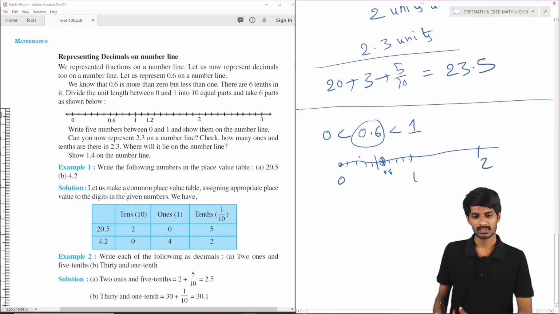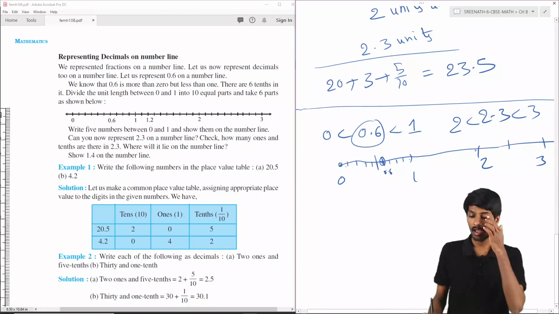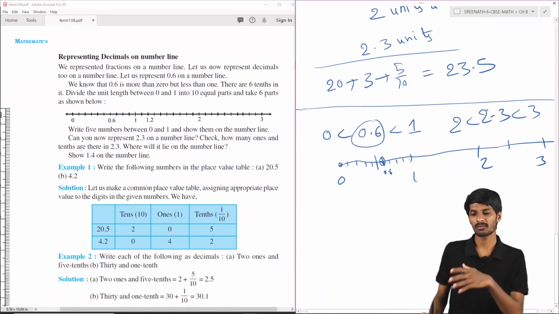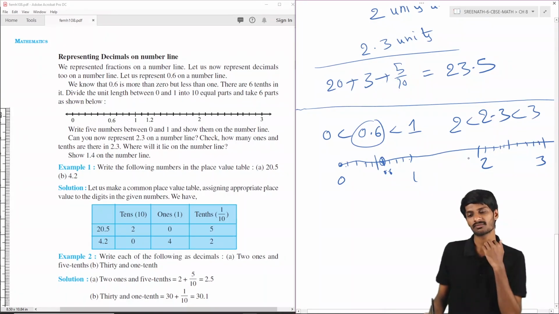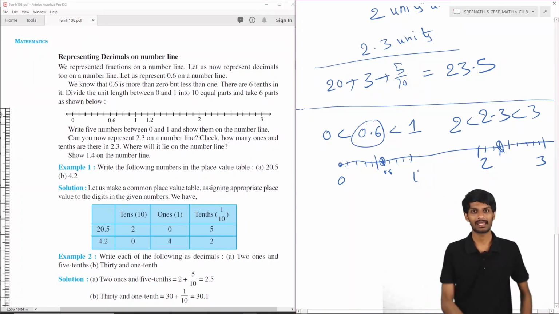And if you want to represent any other number, for example 2.3 on the number line, where does it lie? It is greater than 2 and less than 3. So again you have to divide it into 10 equal parts. 1, 2, 3, 4, 5, 6, 7, 8, 9, 10. So 2.3 is 3 parts after 2, that is 1, 2, 3. Here is the point 2.3. Like that we will represent the decimals on a number line, students.